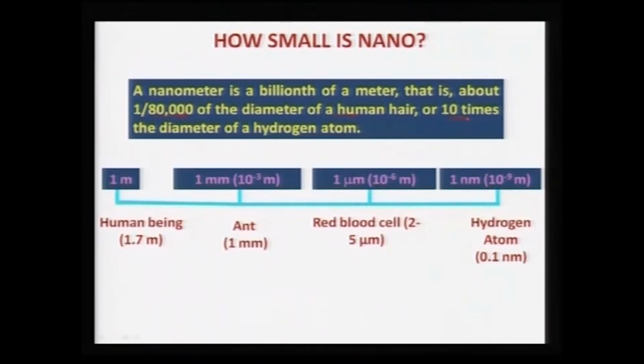So, right now we are worried about 0.1 angstrom, that is the diameter of a hydrogen atom, and I am talking about scales 10 times that of a hydrogen atom. So, that makes it around 1 nanometer. A human being is generally 1.5 to 2 meters, around 1.7 meter. An ant is approximately 1 to 2 to 3 millimeters in length. Then we have red blood cells, which are in the order of microns, or 10 power minus 6 meters.